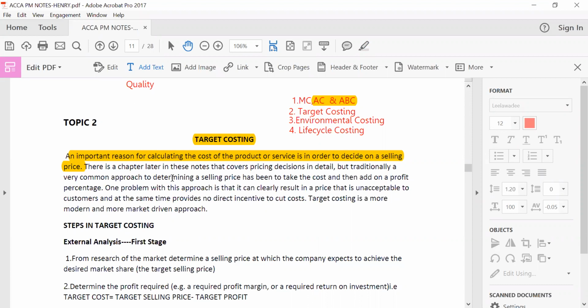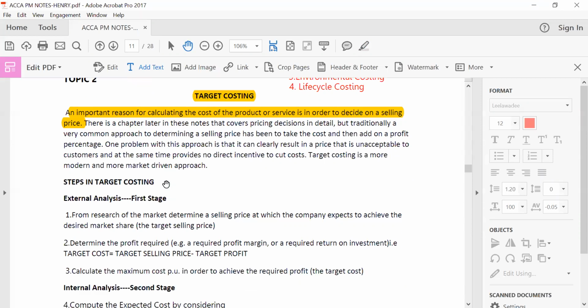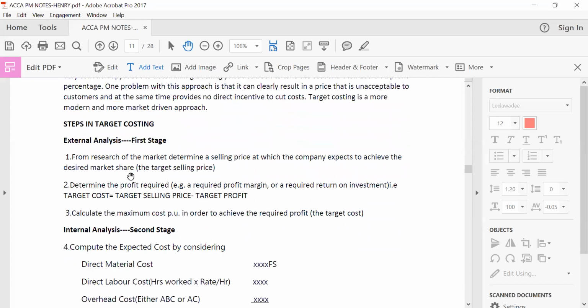So we have looked at traditional techniques like absorption costing and activity-based costing, but we are looking at the modern approach, which is called target costing. So what are the steps in dealing with target costing? We look at steps in target costing. These things are to be learned practically. We are not supposed to look at it in a theoretical perspective.